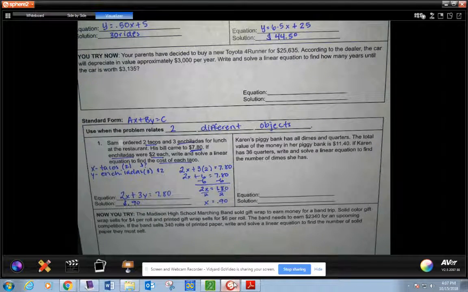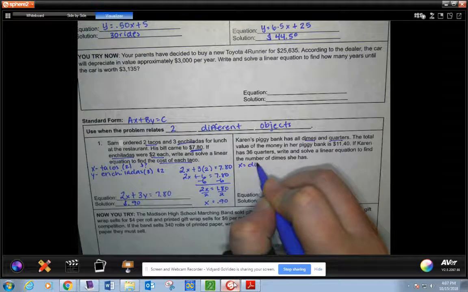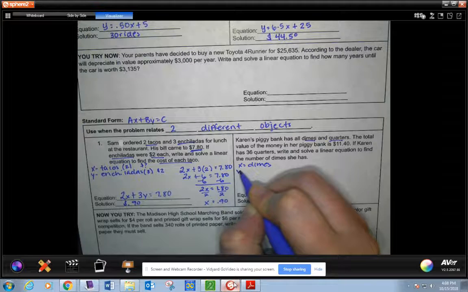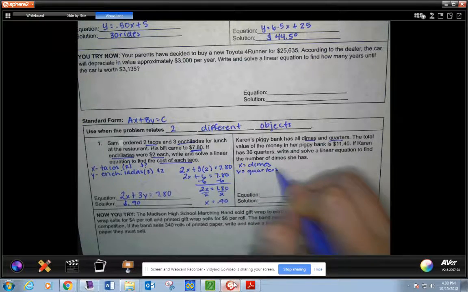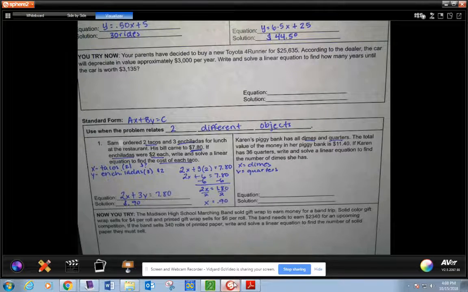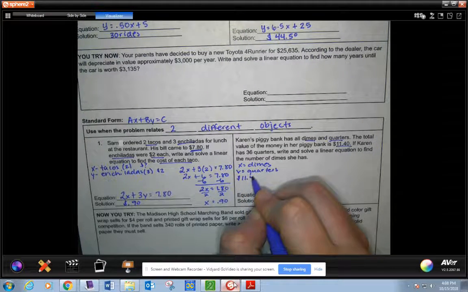For the next problem, Karen's piggy bank has all dimes and quarters. There's the 2 things we're talking about. We're talking about dimes, so I'm going to call that X. We're talking about quarters, so I'm going to call that Y. The total value of money in her piggy bank is $11.40. This is my total.